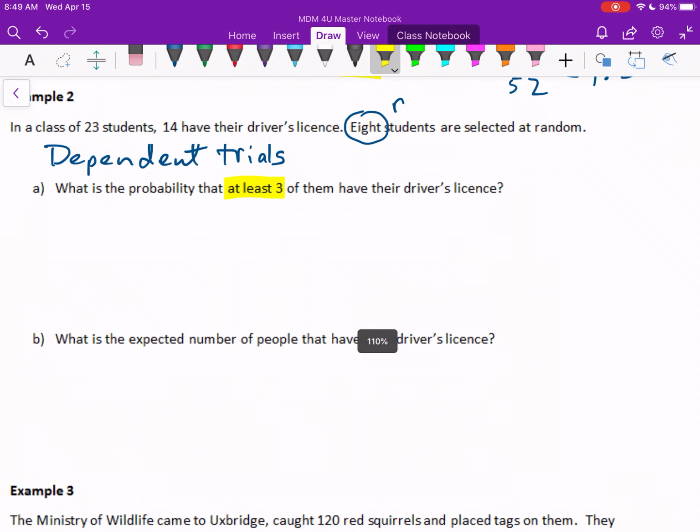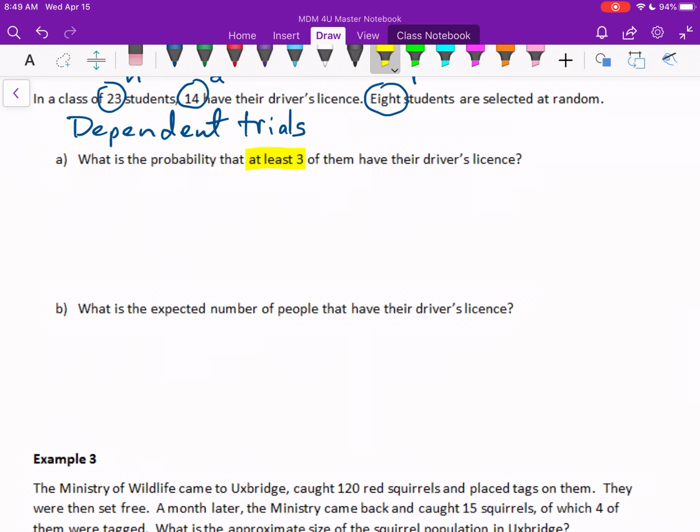We want the probability that at least 3 of them have their driver's license. That means that when you see "at least", again, I have to either do it directly or indirectly. I'm going to have to do more than one case. So my possible approaches are, I can find the probability that 3, 4, 5, 6, 7, 8, 9, etc., up to all 23 of them have their driver's license, and add it together, which is a lot of work. Or if I do the indirect method, I could find the probability that none of them, 1 of them, or 2 of them have their driver's license, and subtract that from 100%. I think I'll go for the indirect method.